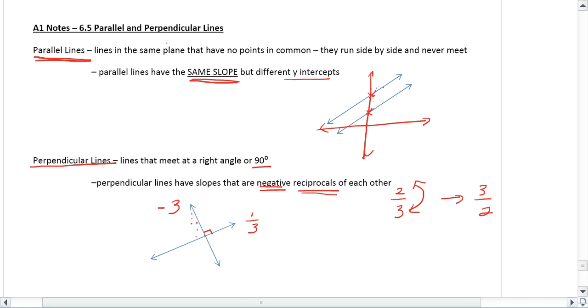So please make note of that. Parallel lines have the same slope. Perpendicular lines have slopes that are negative reciprocals of one another.